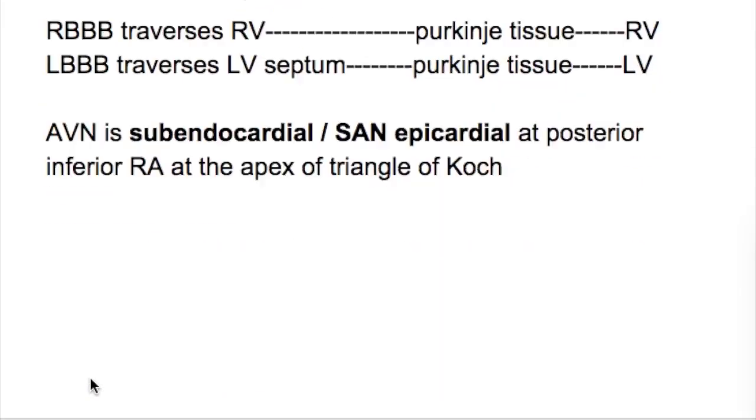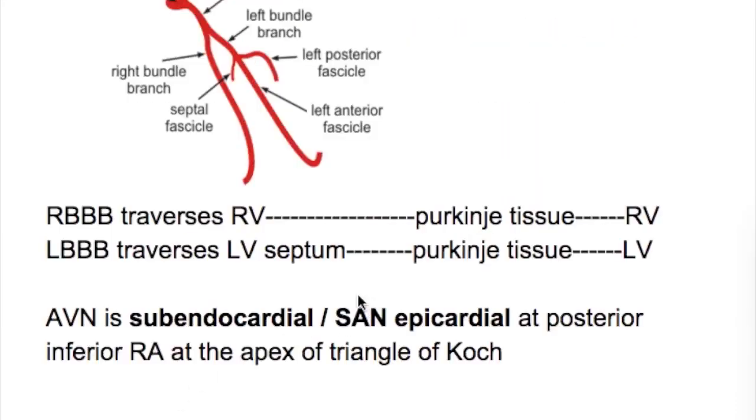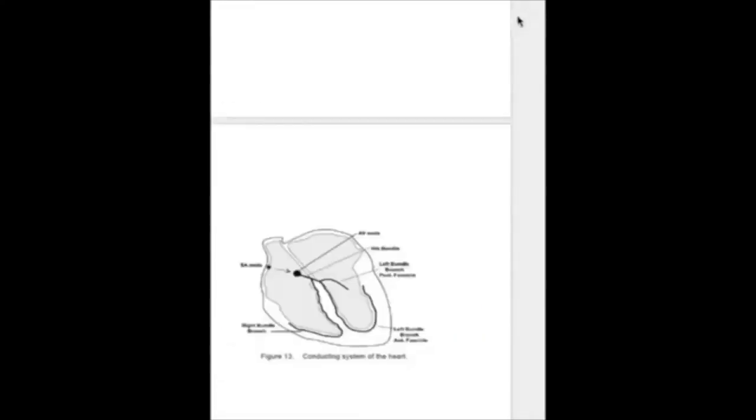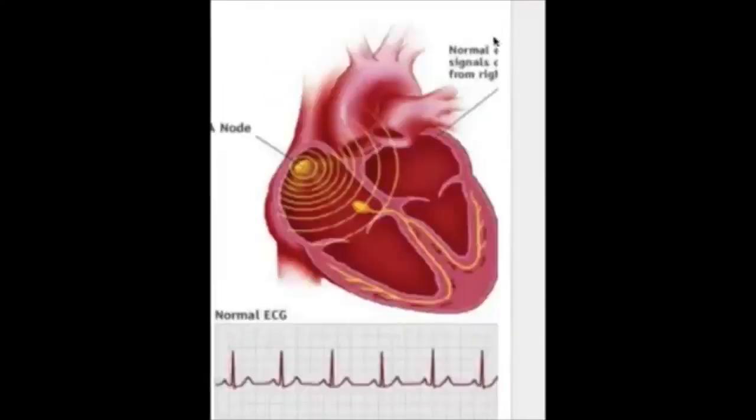What's the position of the AV node? The AV node is subendocardial at the posterior inferior right atrium at the apex of the triangle of Koch. It's unlike the SA node, which is epicardial, as in the upper posterior wall of the right atrium below the superior vena cava. But the AV node is at the posterior inferior right atrium at the apex of the triangle of Koch.